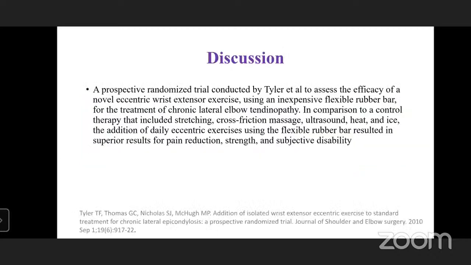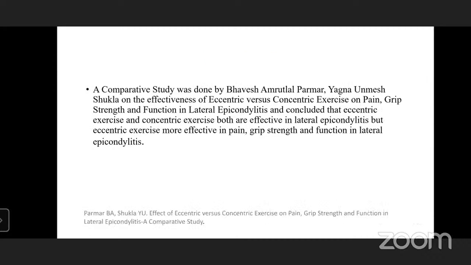Discussion. There was a randomized control trial conducted by Tyler et al. to assess the efficacy of eccentric wrist extensor exercises using flexible rubber bar as a treatment of tendinopathy. So in comparison to the control therapy that included stretching, cross-friction massage, ultrasound, heat and ice, they added this eccentric exercise using flexible rubber bar, which resulted in superior results for the reduction in pain, increase in strength and the subjective disability.